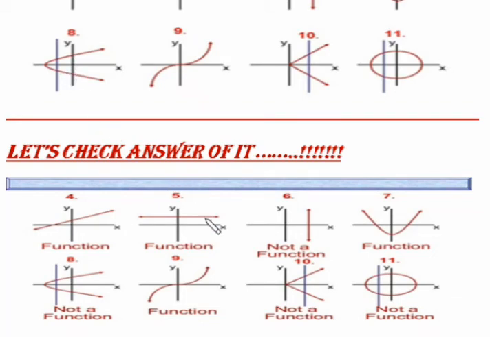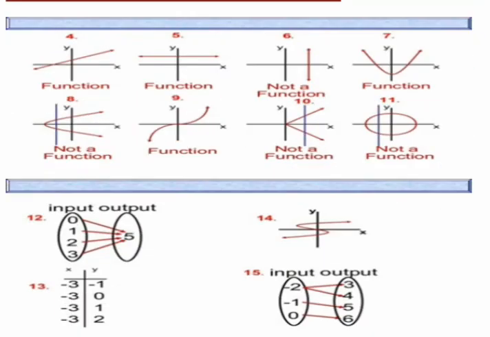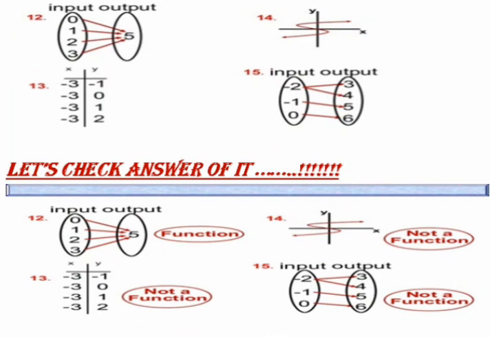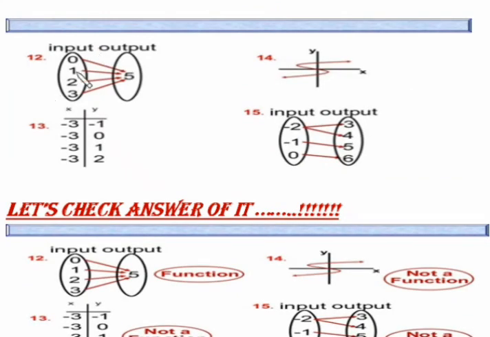Okay, in this way we check the things. This is the proper graph of it, and this one is a function, this is not a function. This one is also a function, this one is not a function, like that. We discuss all these things. Now see one more. Here 0, 1, 2, 3 all have the same image. Yes, it is possible. That's why it is a function.